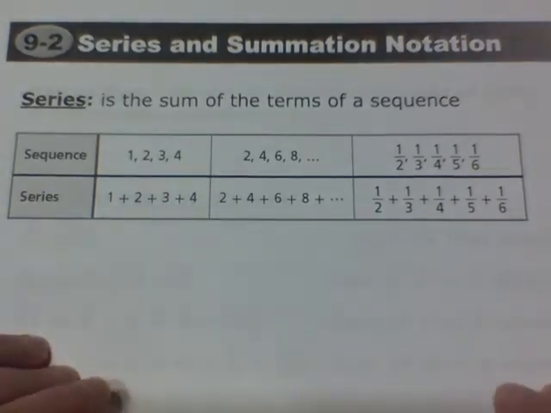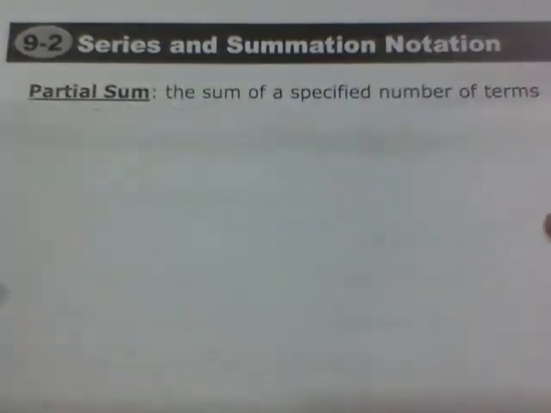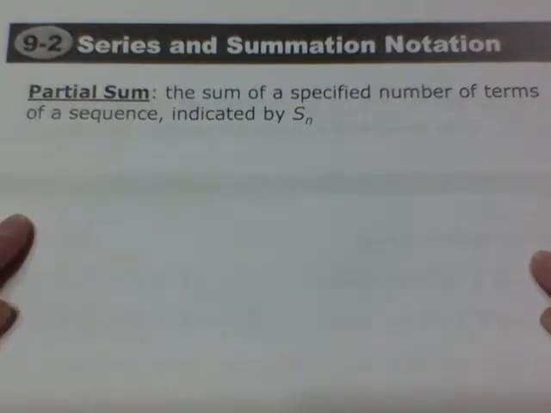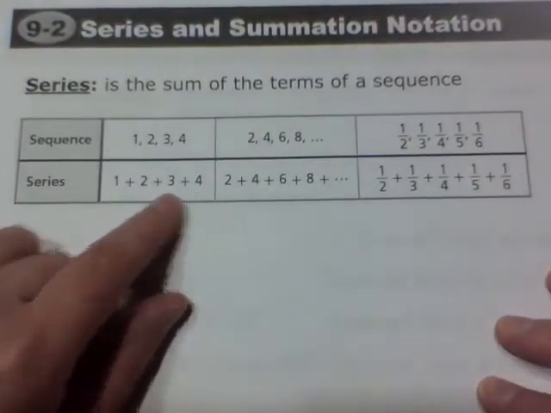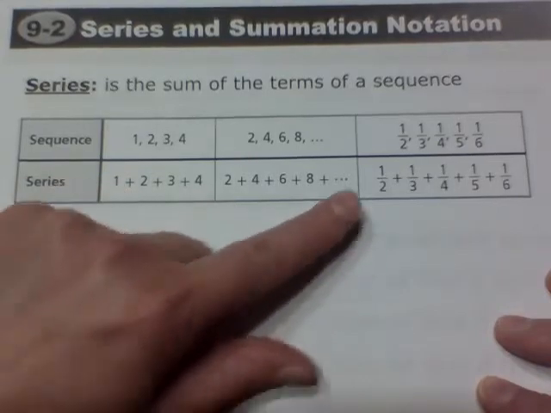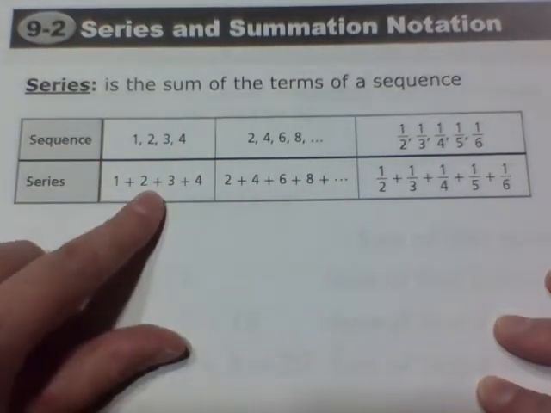All right. So the first thing that we're going to look at here is a partial sum. A partial sum is the sum of a specified number of terms of a sequence. So we kind of just looked at that. And so this is, for instance, a partial sum because there's only 4 of them. It doesn't go on for infinity. So this is a partial sum.